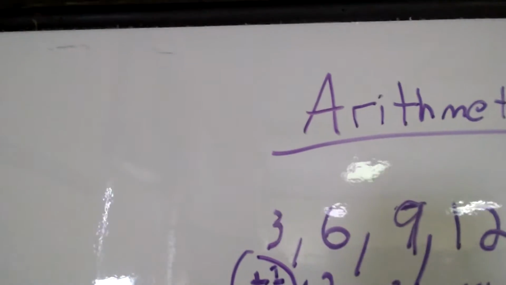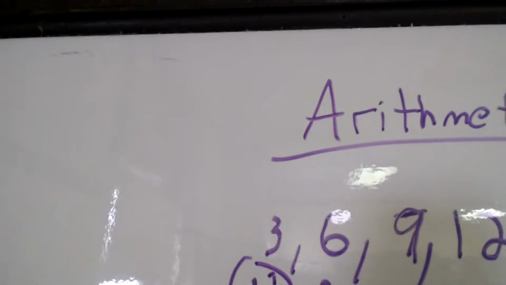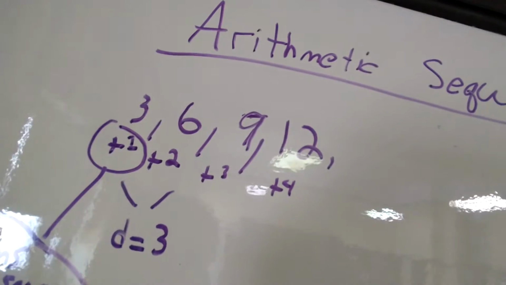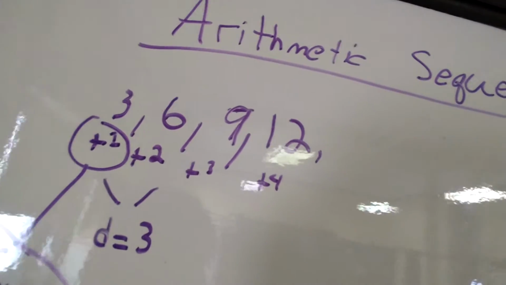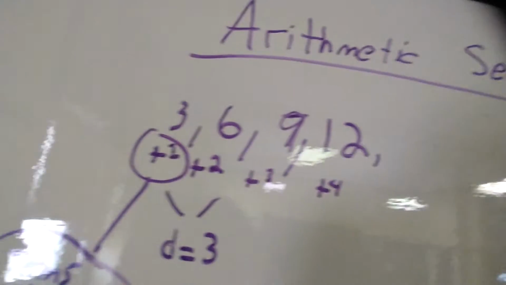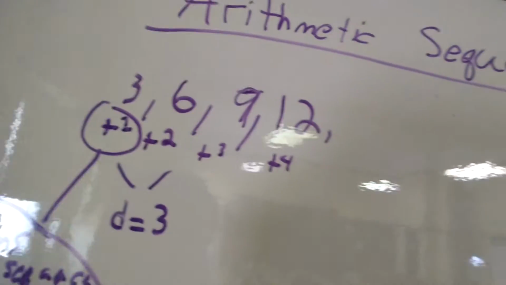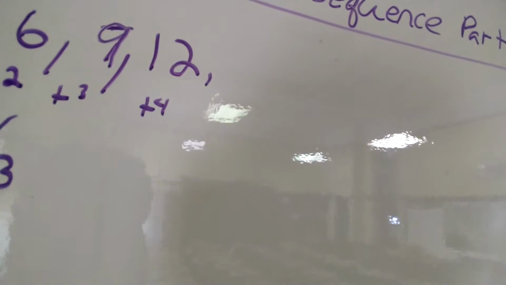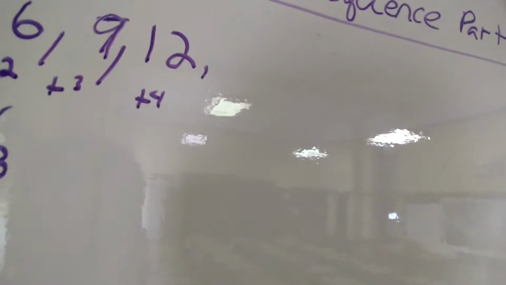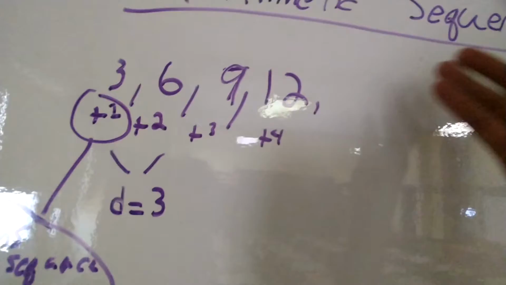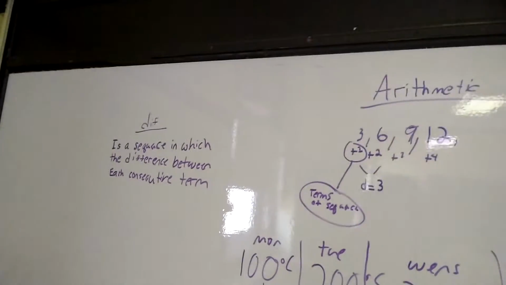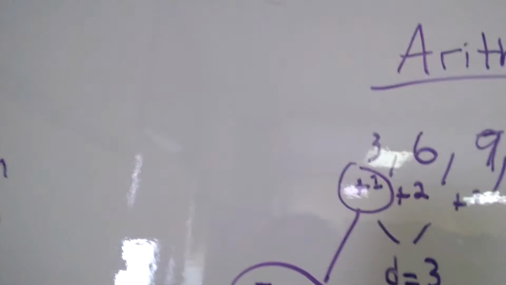Arithmetic. What is arithmetic? Arithmetic is like a pattern, an algorithmic pattern. And they use this to calculate a lot of things, such as temperature increases. If there's a pattern in a temperature increase, then that's an arithmetic sequence. If there's a pattern in how much money you make, like you get $100 each week or each month, that's an arithmetic sequence. And so let's get down to it.